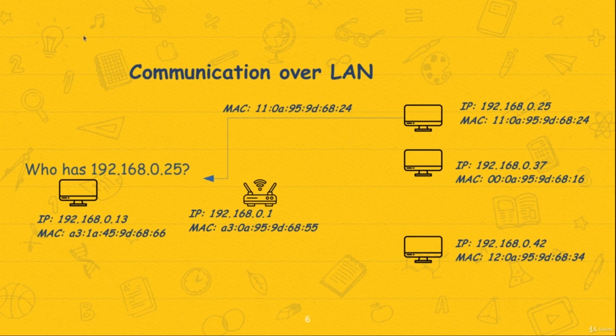So something like this, for example, device number 1, their IP address, and then their MAC address. Once it gets back a response, it updates its ARP table with, for example, 192.168.0.25, and then it updates the MAC field with this value, and then it tries to communicate with it. So this is how ARP communication or the ARP protocol works over a network.